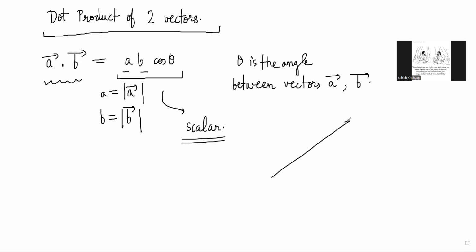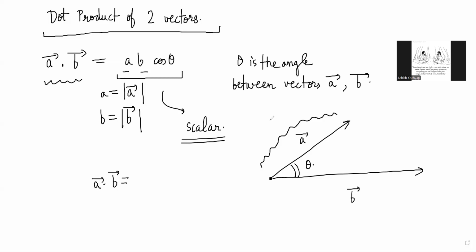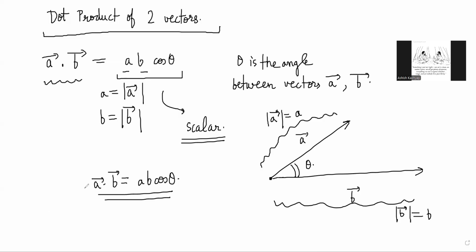Also, the angle between the vectors is denoted by this figure. If both the vectors are starting from the same point, then this is the A vector and this is the B vector. This angle is theta. So A dot B is equal to the length of this vector, which is mod of A, which is A, and the length of this vector, which is mod of B, which is B, and the cos of the angle between them, AB cos theta, right?